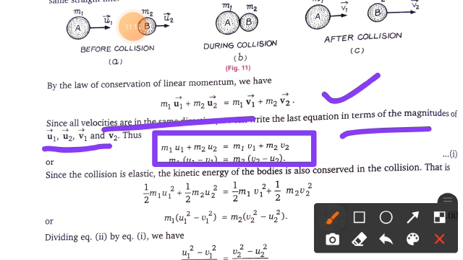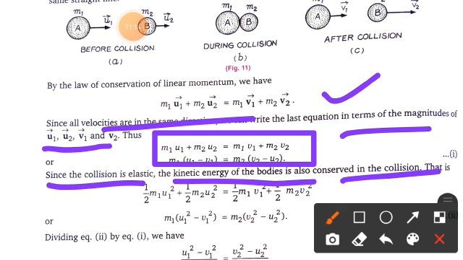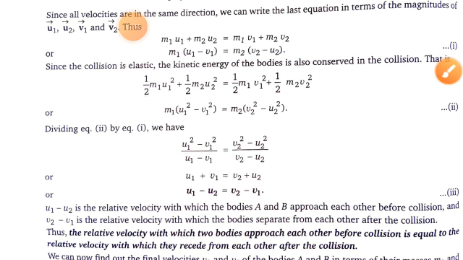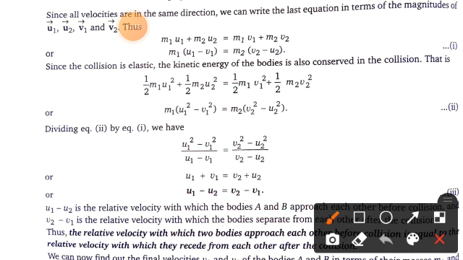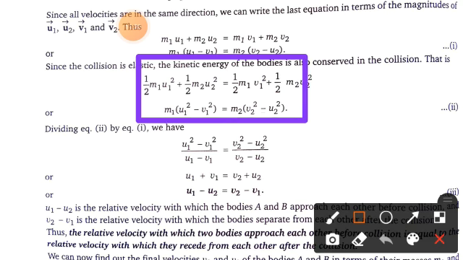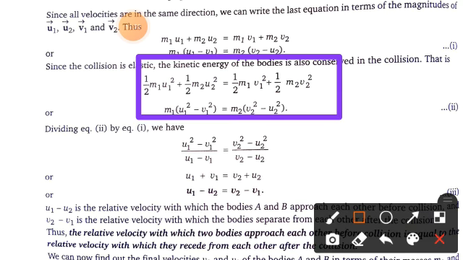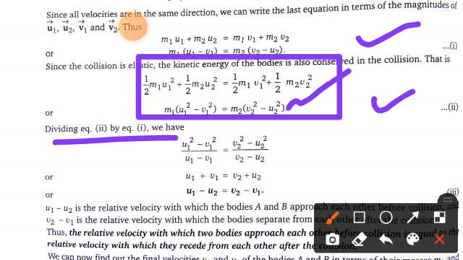Clear? Now since the collision is elastic, the kinetic energy of the body is also conserved in the collision. That is, you can write the kinetic energy, half m1 u1 square, and so on. After solving, you can see this is the equation we are getting here. This is equation number 2 and this is equation number 1. So what happens if we divide equation 2 by equation 1?